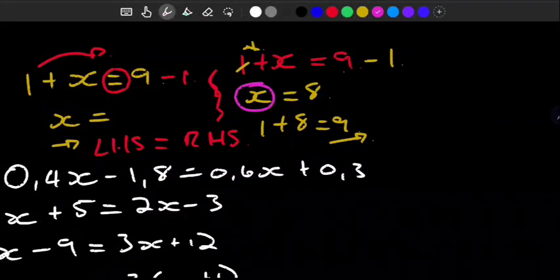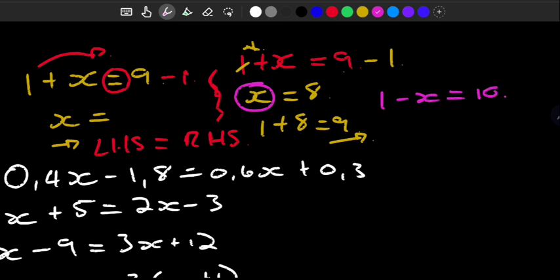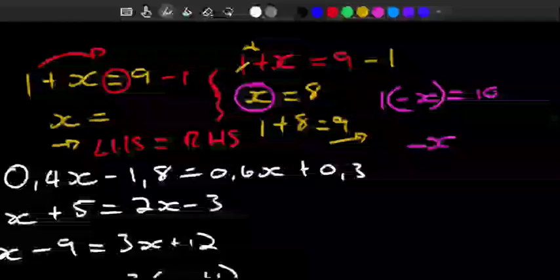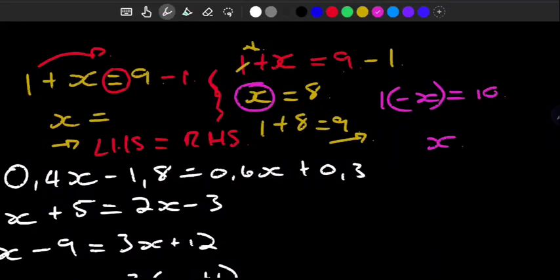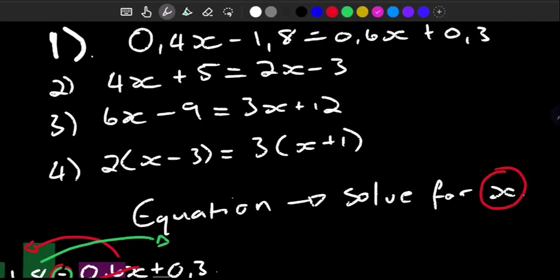X is not negative, so that when you substitute it back, you're substituting x. If you're substituting negative x, then you'd only be able to substitute where the equation says 1 minus x equals to whatever, 10, right? And then if you find the value of negative x, you'd substitute it into that, but we want to substitute it just using x, right?